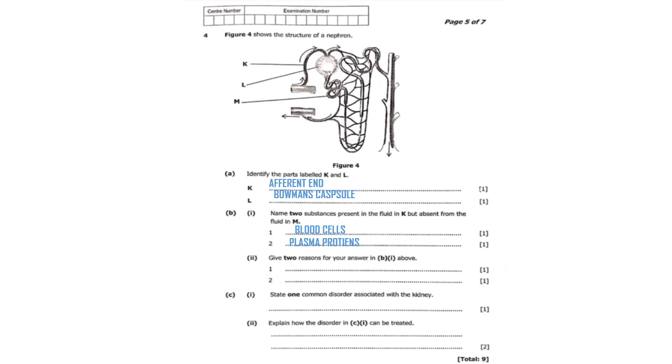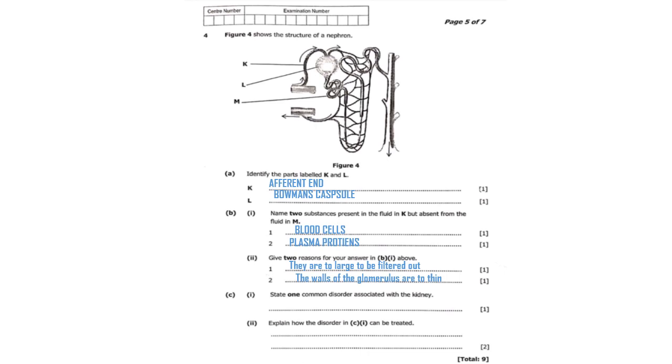B2. Give two reasons for your answer in B1 above. Answer 1. They are too large to be filtered out. So these are too large to be filtered out in the glomerulus. 2. The walls of the glomerulus are too thin. Those are the reasons why these are not present in fluid M.